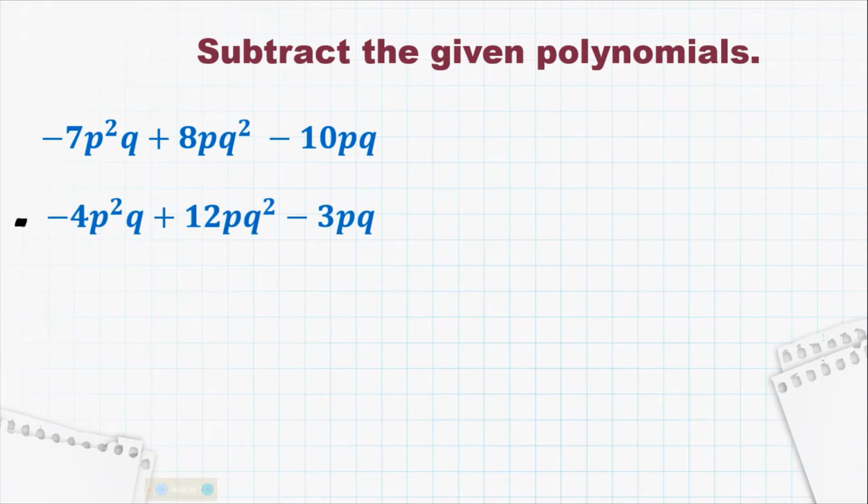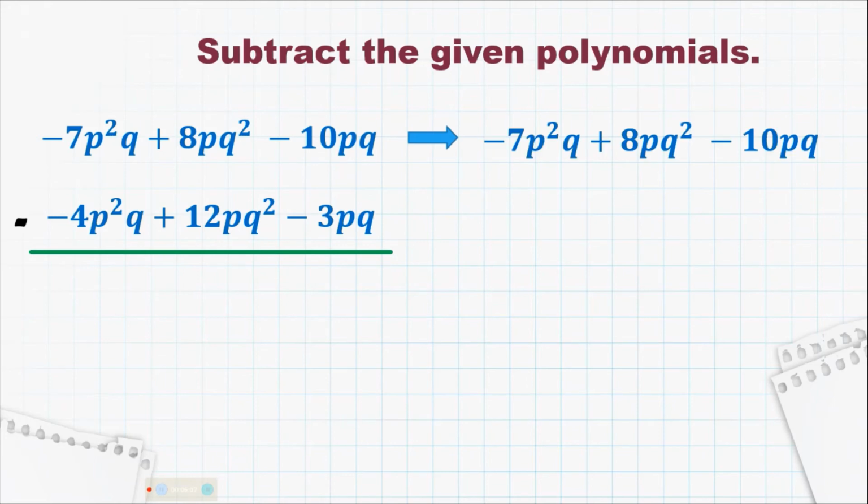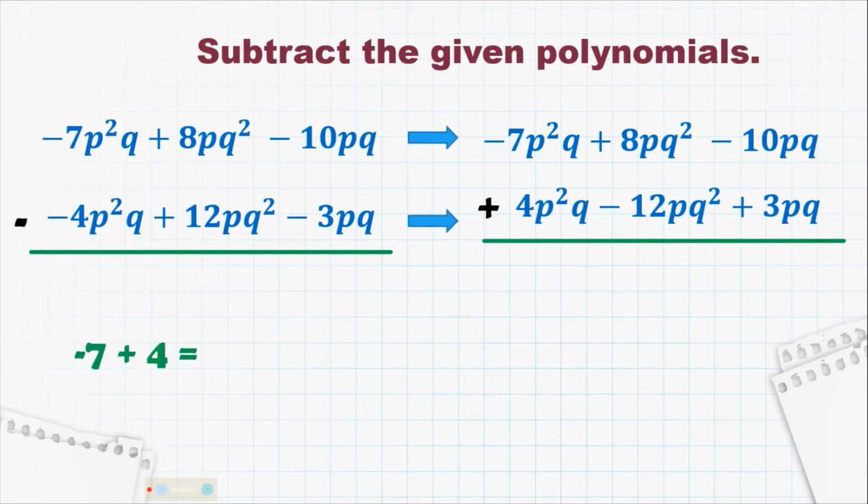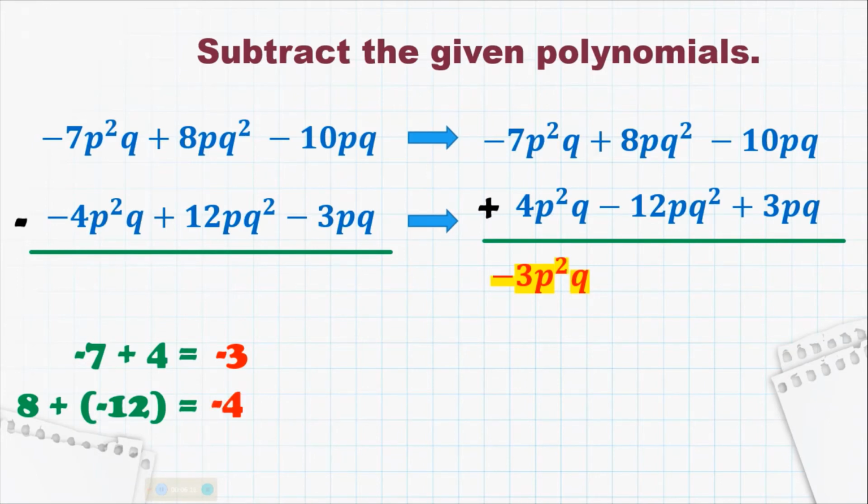Next one, negative 7p squared q plus 8pq squared negative 10pq minus negative 4p squared q positive 12pq squared then negative 3pq. So keep and then change. So negative 7 plus 4, that is negative 3. So negative 3p squared q and then positive 8 plus negative 12, that is negative 4pq squared and then negative 10 plus 3, that is negative 7. So negative 7pq. So that will be the final answer.